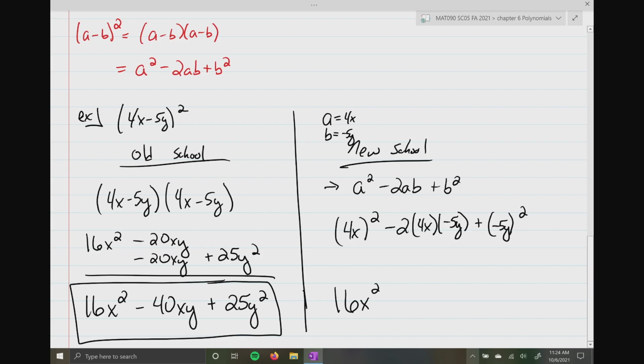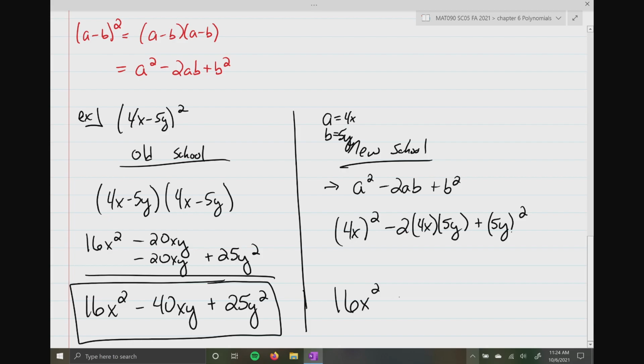What's going on here? Oh, I made a mistake. You only want the 5y. See, this is why I hate using formulas, because I make mistakes all the time. You don't want to include the sign in front of the number. You just want 5y. That's it. Okay?